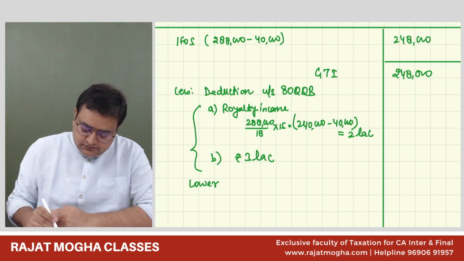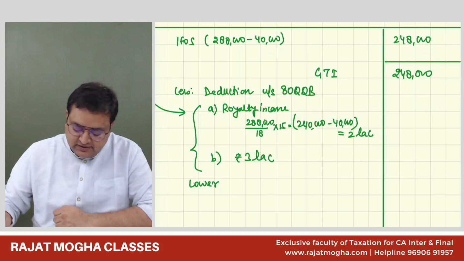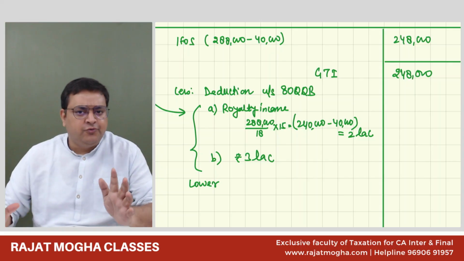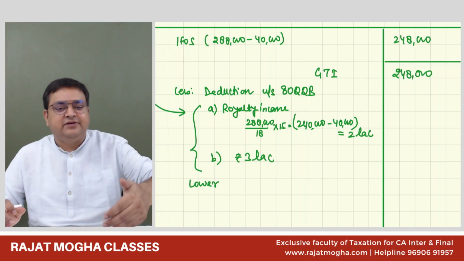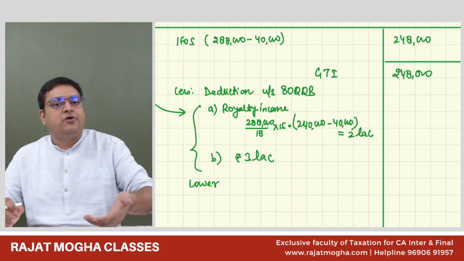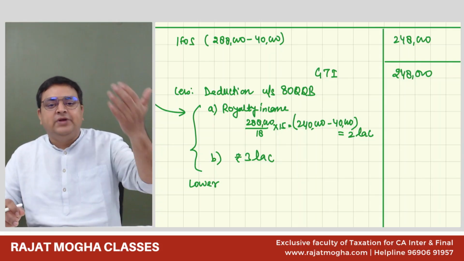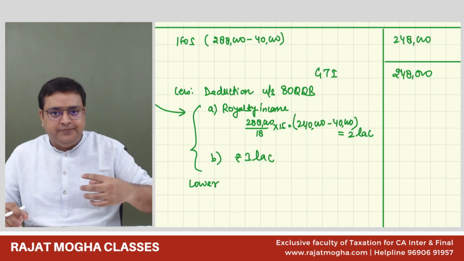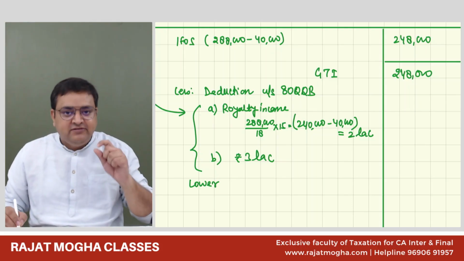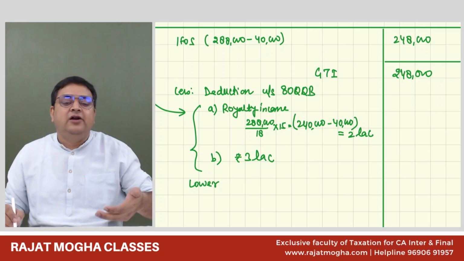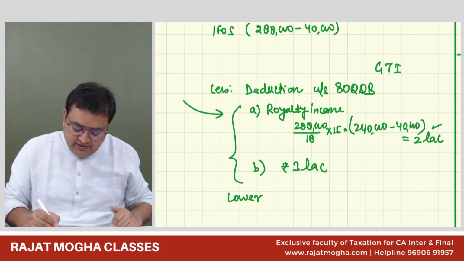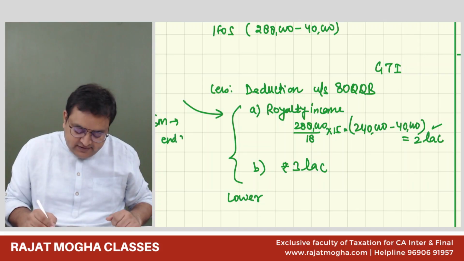Now, if this person is getting this royalty from within India, then there is no problem. If the publishers are within India, then there is no problem. If this royalty is coming from outside India, let's say my book is published outside India and I'm getting a foreign royalty, then this amount should have been received within 6 months from the end of the previous year.